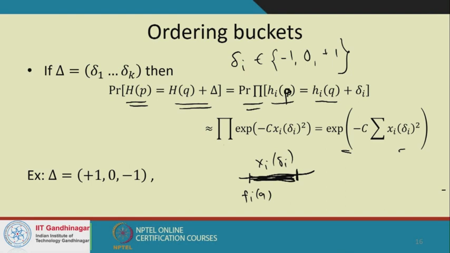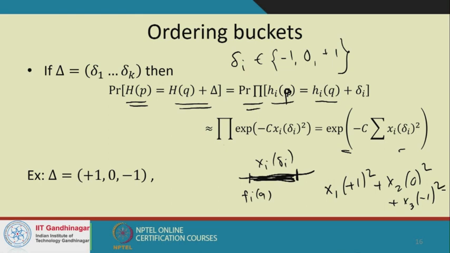For instance, if δ is plus 1, 0, minus 1, you would get x1 plus 1 squared, plus x2 0 squared, plus x3 minus 1 squared. This would be the exponent.